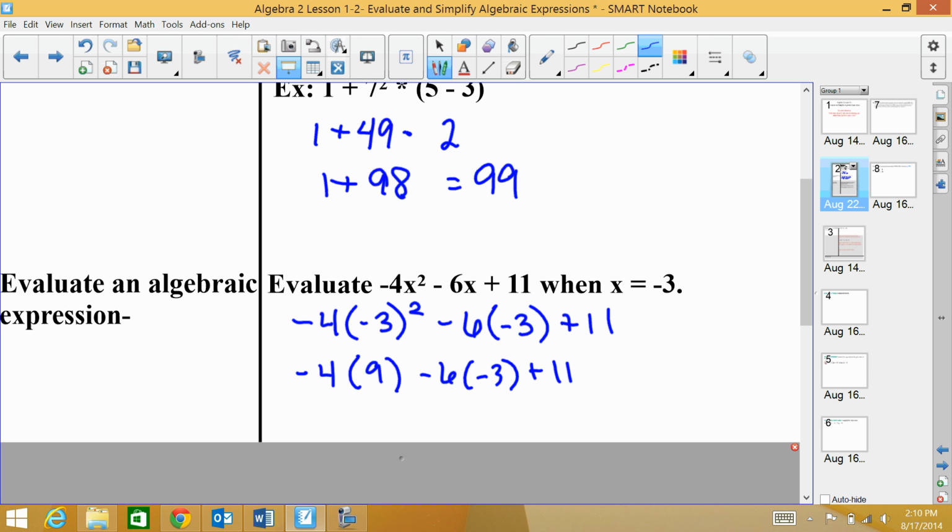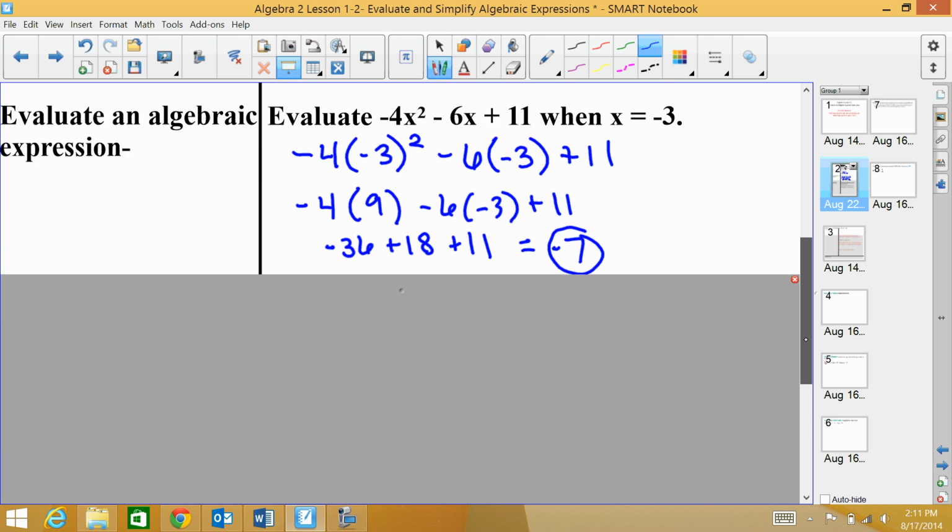Now from here we're doing multiplication or division, and we're going to go from left to right. So negative 4 times 9 would be negative 36. And then we can treat this as a negative 6 since there's a minus in front of it. So negative 6 times negative 3 would be positive 18, and then plus 11. And then we go to addition and subtraction, which just goes from left to right. So negative 36 plus 18 would be negative 18, plus 11 would equal negative 7. So that would be your final answer.